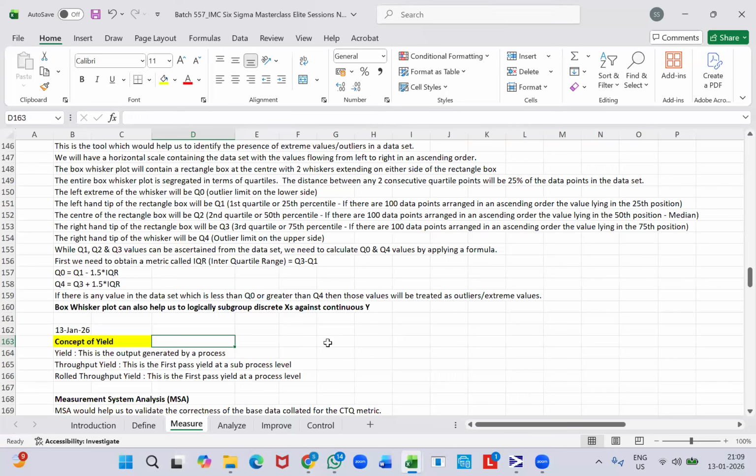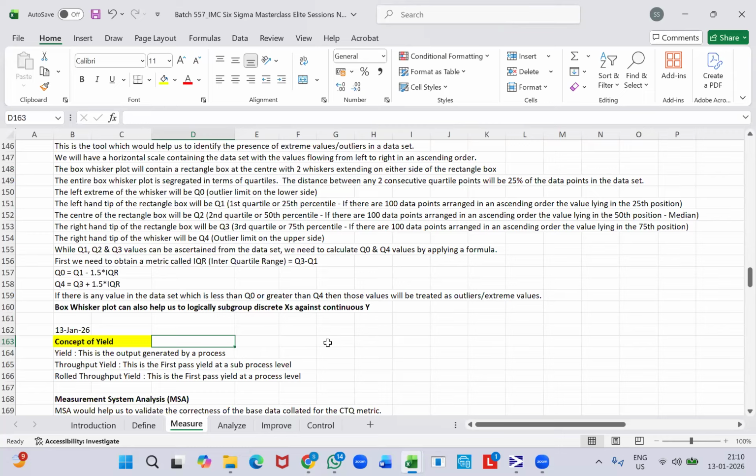So within a process, you may have multiple sub-processes. If you are going to calculate the first pass yield of these multiple sub-processes, that first pass yield is what we would call throughput yield. So throughput yield and first pass yield both mean one and the same. When you talk about throughput yield, we are talking about the first pass yield at a sub-process level.